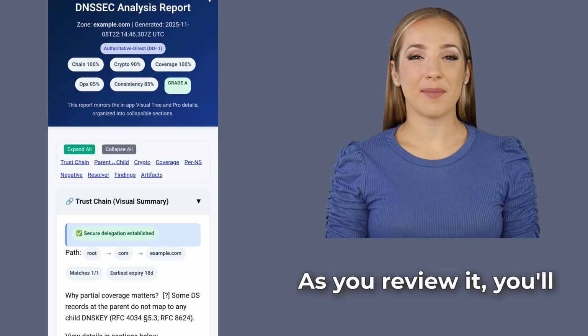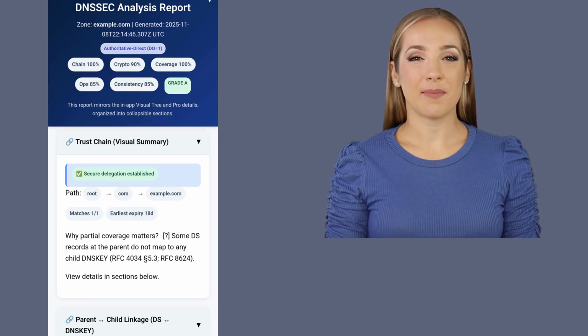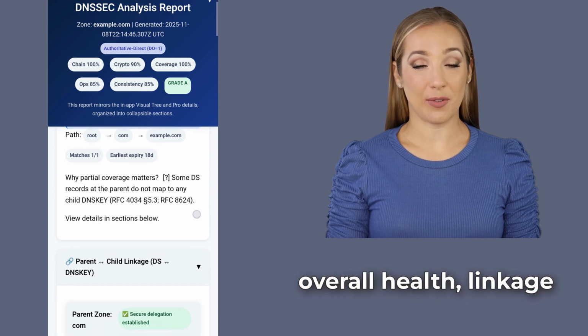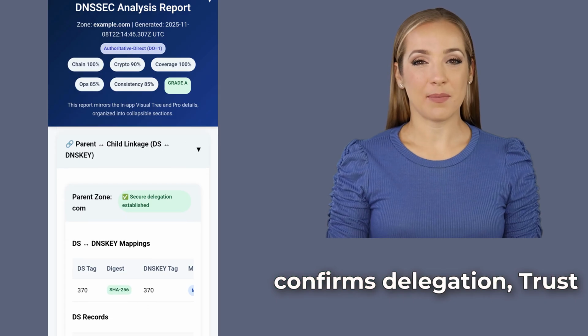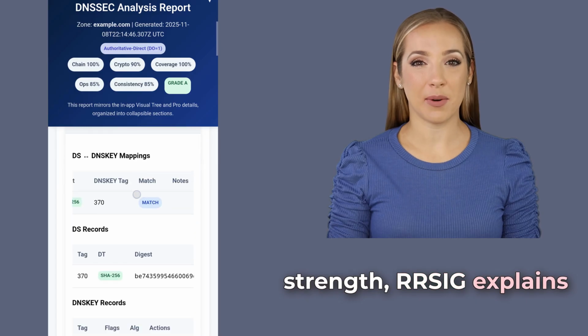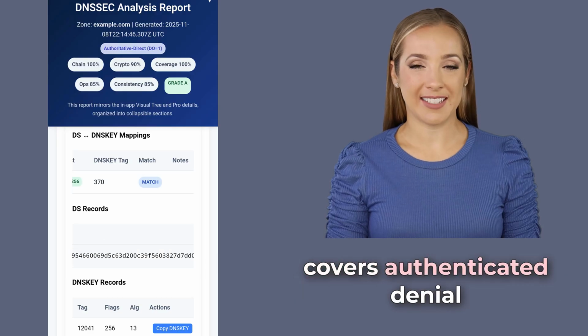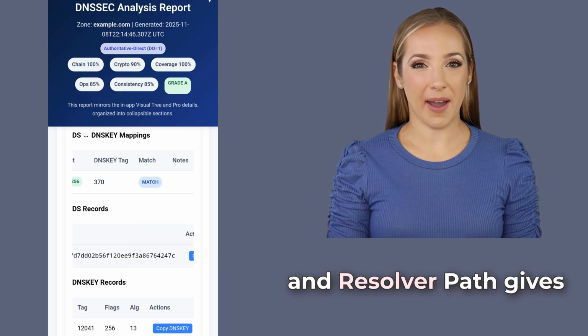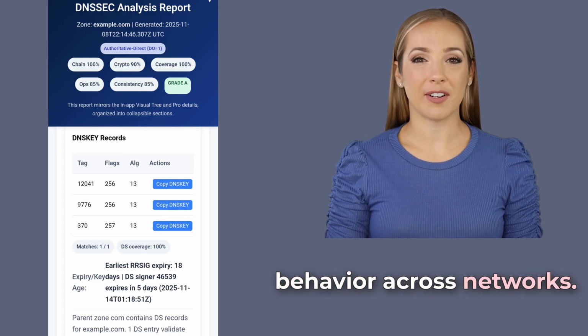As you review it, you'll notice that each section provides clear context. The executive summary shows overall health, linkage confirms delegation trust, crypto outlines algorithm strength, RRSIG explains signing status, NSEC3 covers authenticated denial, and Resolver Path gives insight into operational behavior across networks.